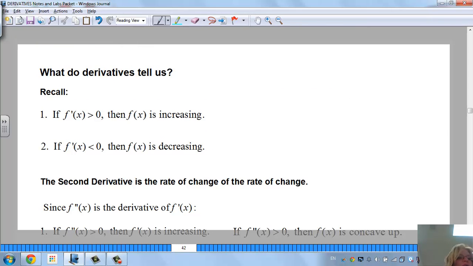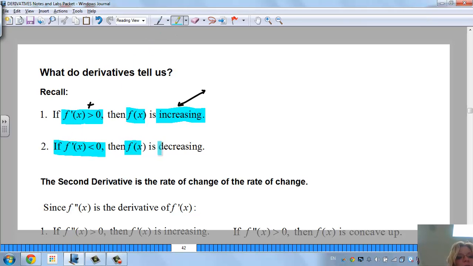Now, what do derivatives tell us again? If my first derivative is positive, then I know my original function is increasing. If my first derivative is negative, then I know my original function is decreasing. This should be all review, but it doesn't hurt to go over it again. So this would be a decreasing direction.